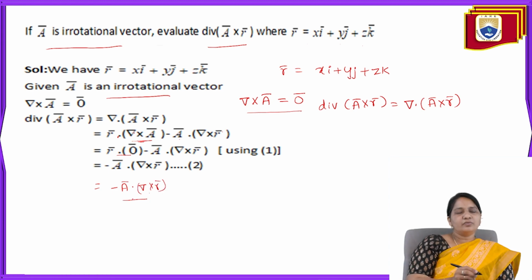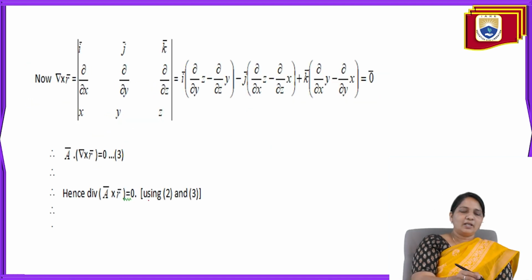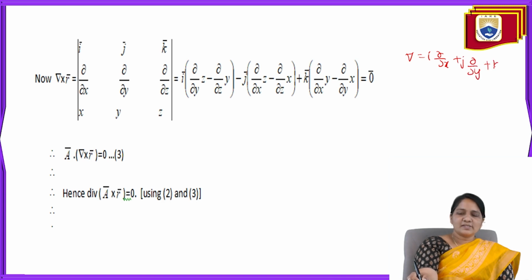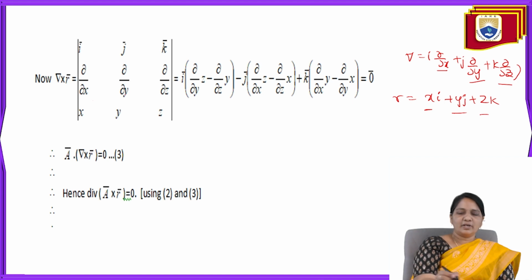So here this value we should know about. Now we are first calculating del cross R bar. Del cross R bar means del is i dou by dou x plus j dou by dou y plus k dou by dou z. So now we write the coefficients of i, j, k: dou by dou x, dou by dou y, dou by dou z. Next, R is xi plus yj plus zk, so x, y, z. Now I got f1, f2 and f3.